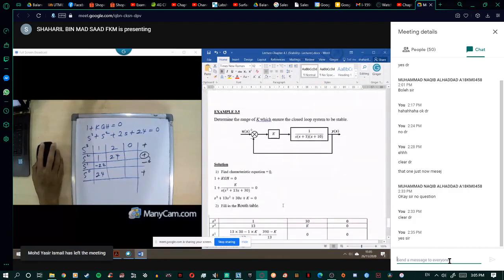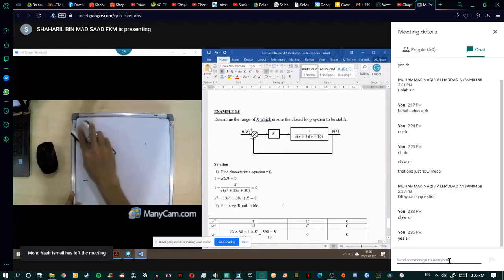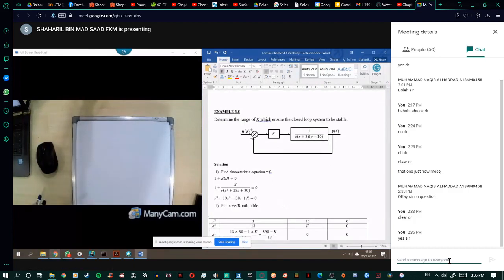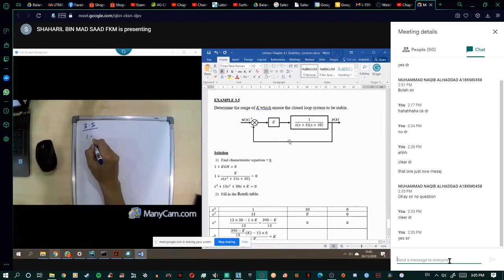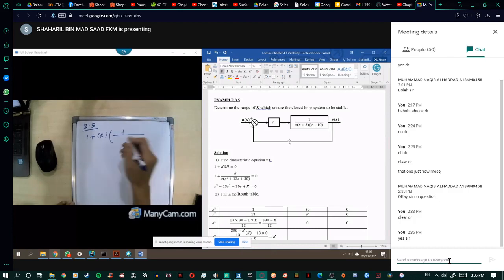This will be the last one. Example 3.5 here. Now you got 1 plus kgh. So k here, g here, and h equal to 1. Then you find 1 plus k times g, 1 over s plus 3, s plus 10 equal to 0.